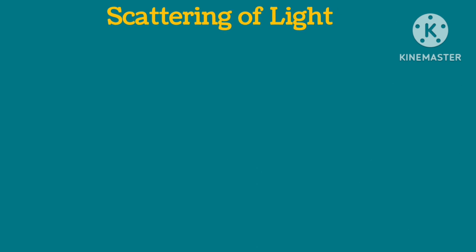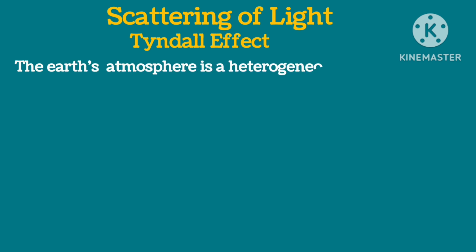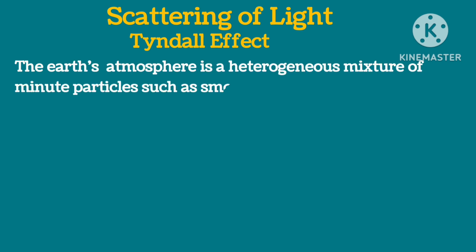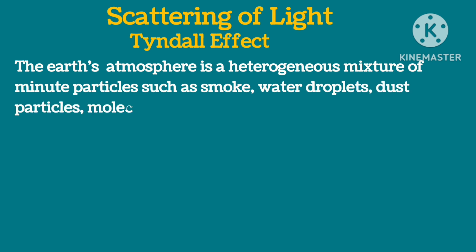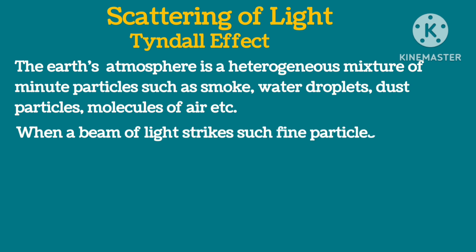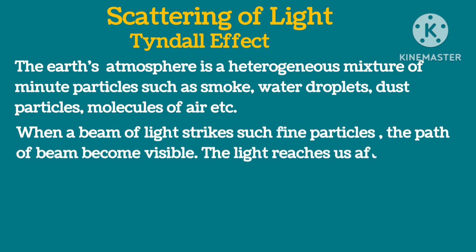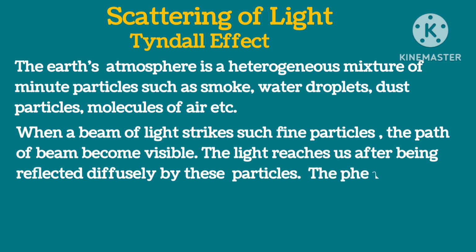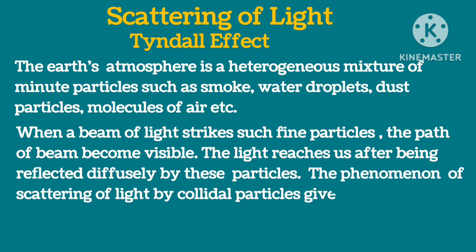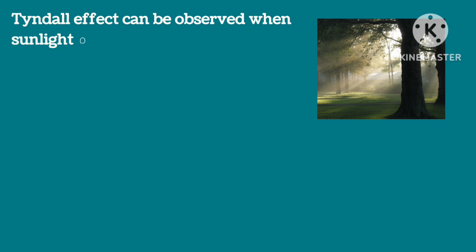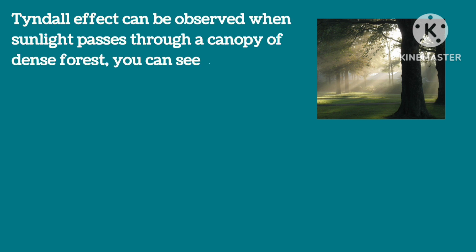Scattering of light, Tyndall effect. The Earth's atmosphere is a heterogeneous mixture of minute particles such as smoke, water droplets, dust, molecules of air, etc. When a beam of light strikes such fine particles, the path of the beam becomes visible and the light reaches us after being reflected diffusely by these particles, and the phenomenon of scattering of light by colloidal particles gives rise to the Tyndall effect. So the Tyndall effect can be observed when the sunlight passes through the canopy of a dense forest.